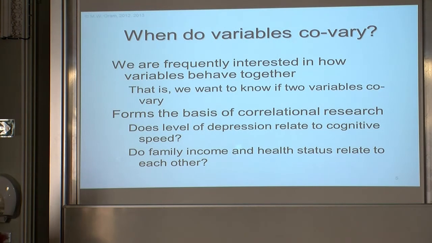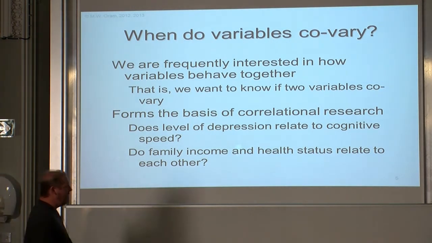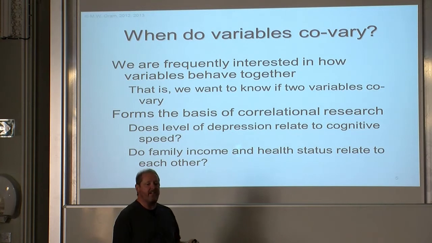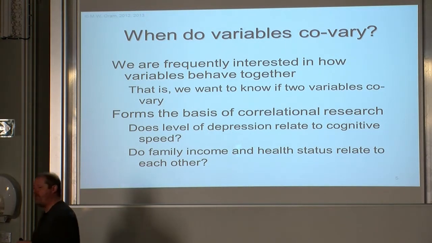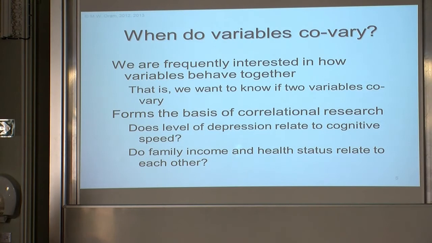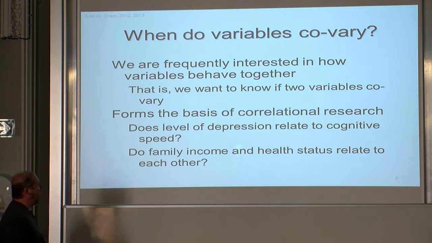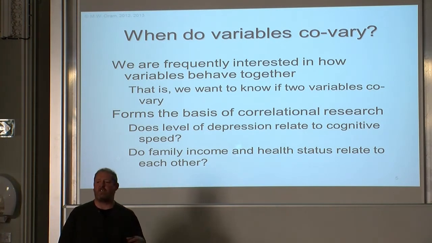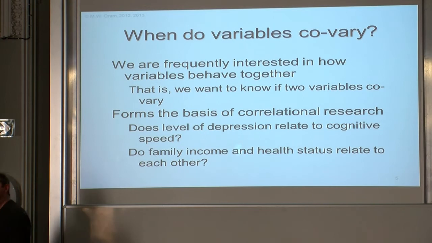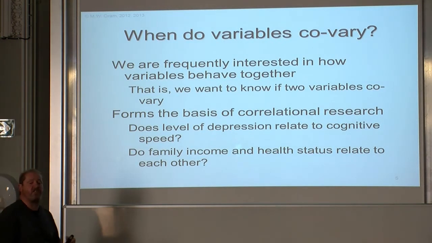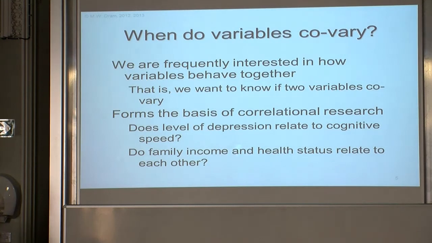Okay, so often we want to know how things behave together, by which we mean, do they co-vary? As one changes, does the other tend to change in a systematic way? That's the basis of correlational research. Does level of depression relate to cognitive speed? So you take two measures, the depression measure and cognitive speed, typically a reaction time sort of thing, and then you correlate. You just ask, as one changes, does the other? Does family income and health status relate to each other? The answer to both of those, incidentally, is yes.